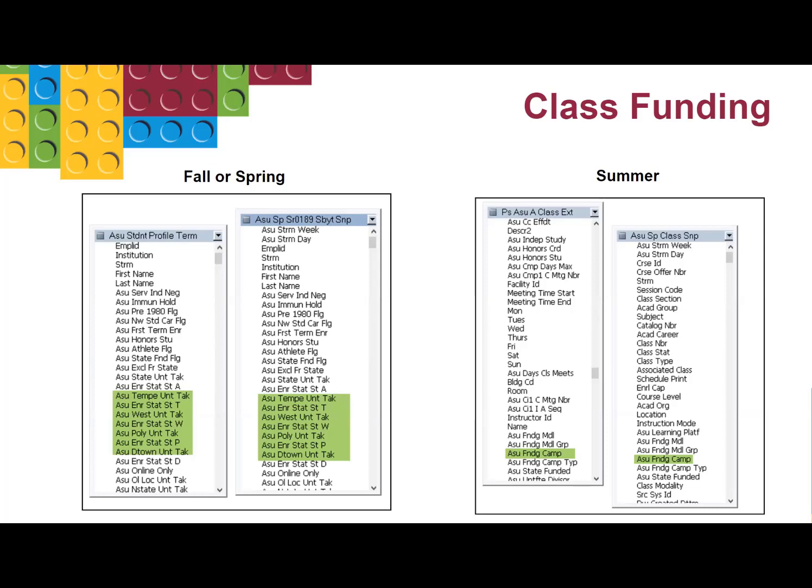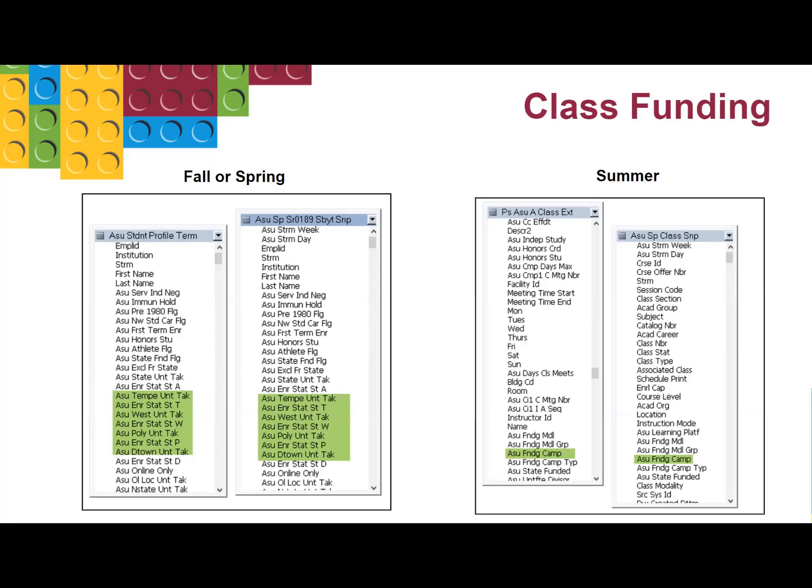The classes, in addition to having attributes that identify them as state reported or not, also have attributes that identify the campus funding. All campus funding is identified as either Tempe, West, Poly, or Downtown. And so even if the student's taking their classes at Havasu or some other location, the class funding is always going to be associated with one of those campuses.